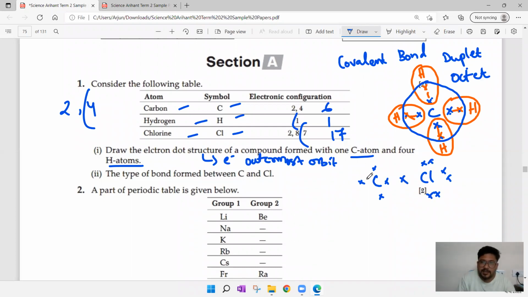So like that, it has to satisfy everything. Cl, same, 1, 2, 3, 4, 5, 6, 7. Here we will get chlorine, and here we will get chlorine. So like that, in place of hydrogen we can place chlorine. That also we will be getting as a diagram.